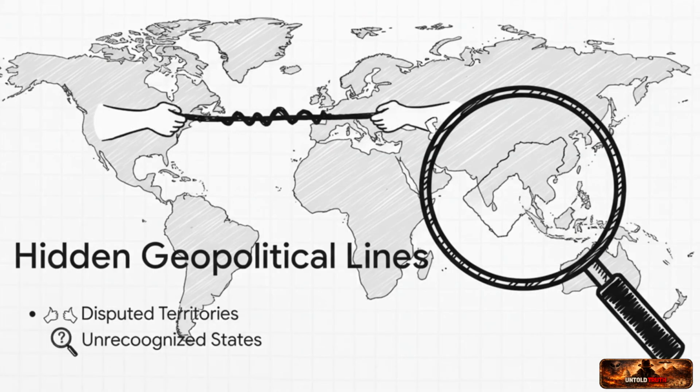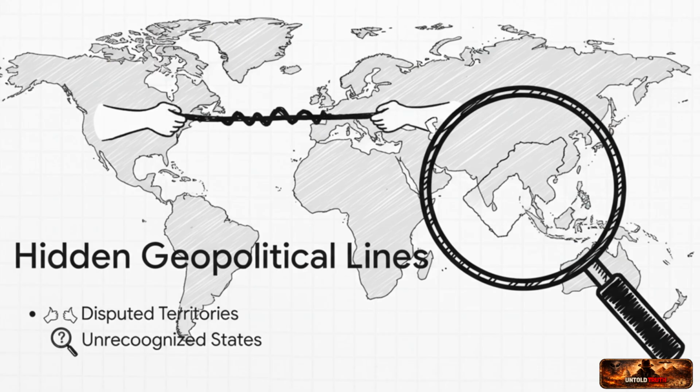Our maps love to show us a single official version of the world. But for millions of people living in places like Kashmir or Crimea, that official version is fiercely contested every single day, often at a devastating human cost.